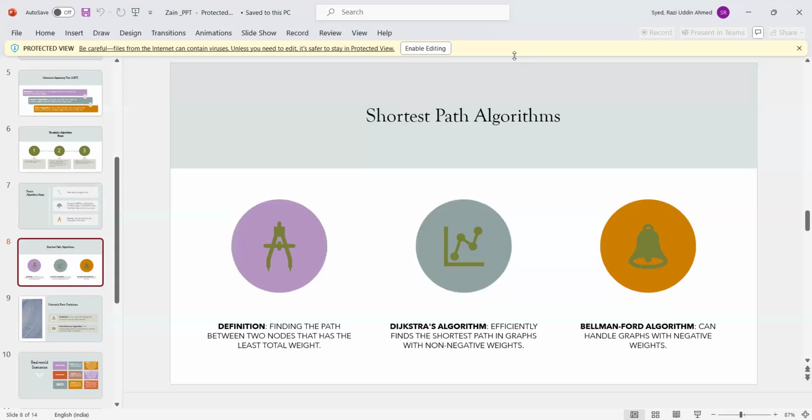Shortest path algorithms: finding the path between two nodes such that the sum of the weights of the edges in the path is minimized. Dijkstra's algorithm is efficient for graphs with non-negative weights. It maintains a set of nodes whose shortest distance from the source is known and expands this set by finding the shortest distance to the remaining nodes. Bellman-Ford algorithm is capable of handling graphs with negative weights. It relaxes all edges repeatedly to find the shortest path, ensuring correctness even when negative weights are present.